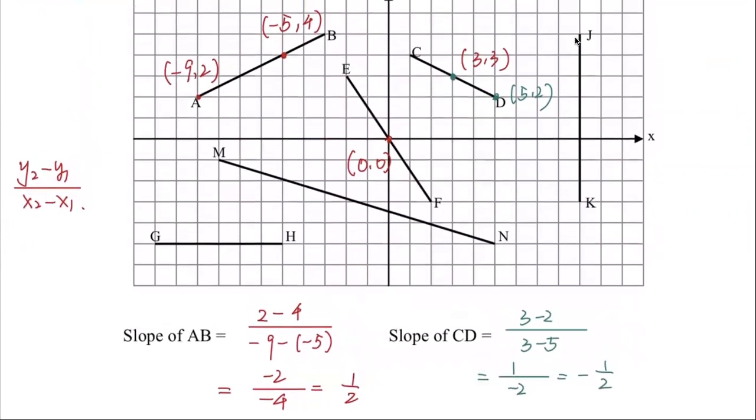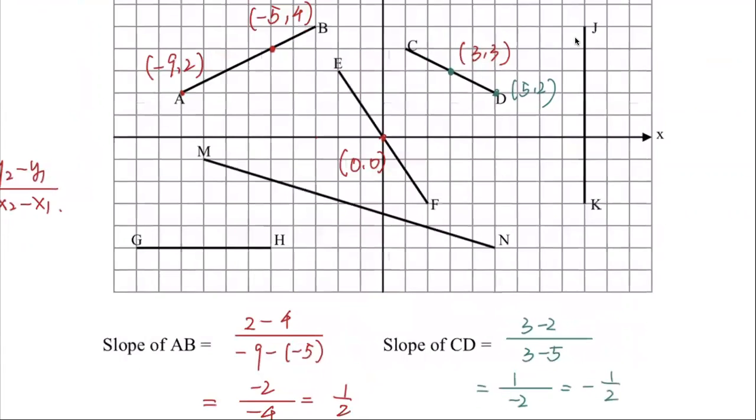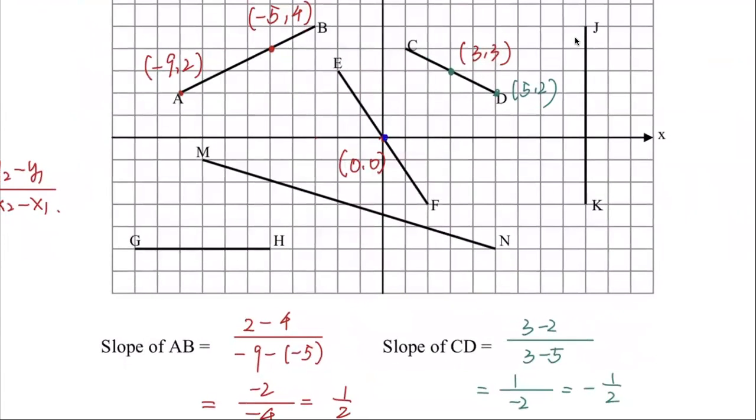Slope of EF. Okay, EF. Let me use a different color. So EF, we already have a point here, right? 0, 0. We just need to find any other point. Let's use E, because you can pick, let's say, this point or this point or this point. But the problem is you don't know the exact coordinates of those points, right?